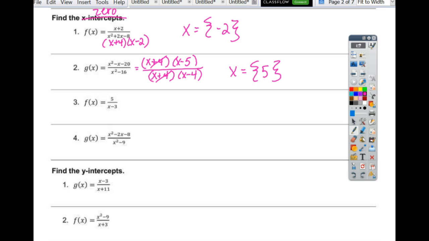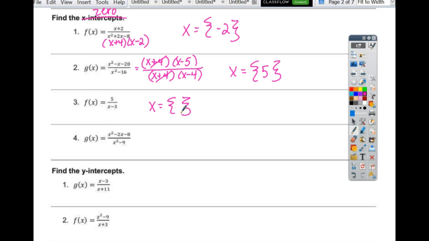How about number 3? There's no x, right? So when you write that, we write it like this. And we do the little brackets with nothing in it, because there are none. But you can't write none, but there's no real ones. But there are other ones.